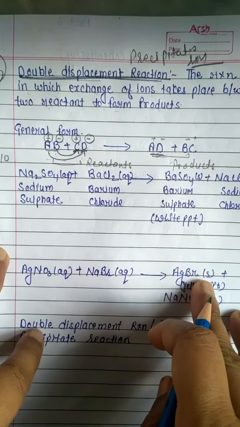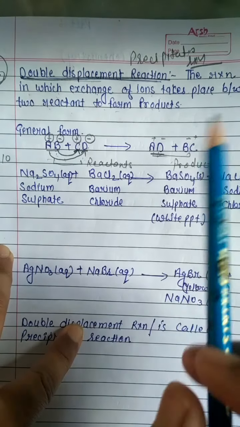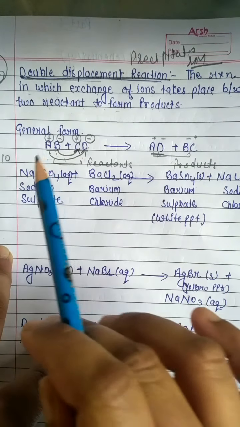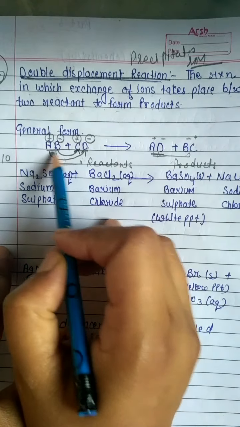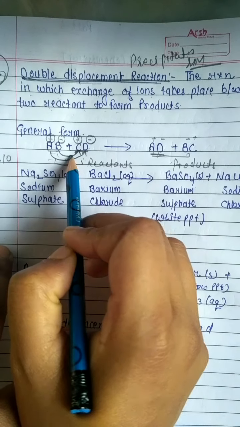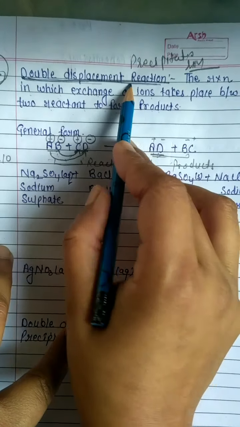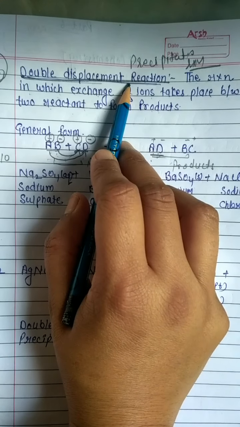Now it is clear? The definition of a double displacement reaction: the reaction in which exchange of ions takes place between two reactants to form products is called a double displacement reaction.